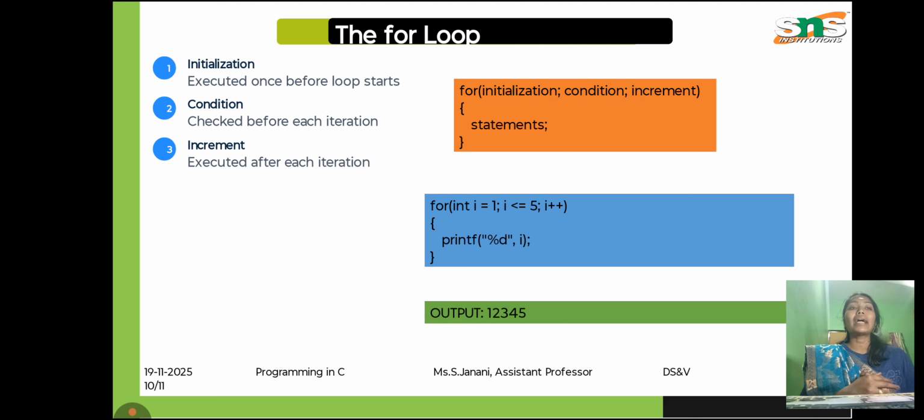So the for loop is used when the iteration is known in advance. The while loop is used where the condition is checked before the execution, and the do while loop executes the statements at least once before checking the condition. So loops help reduce the code repetition and improve the program.